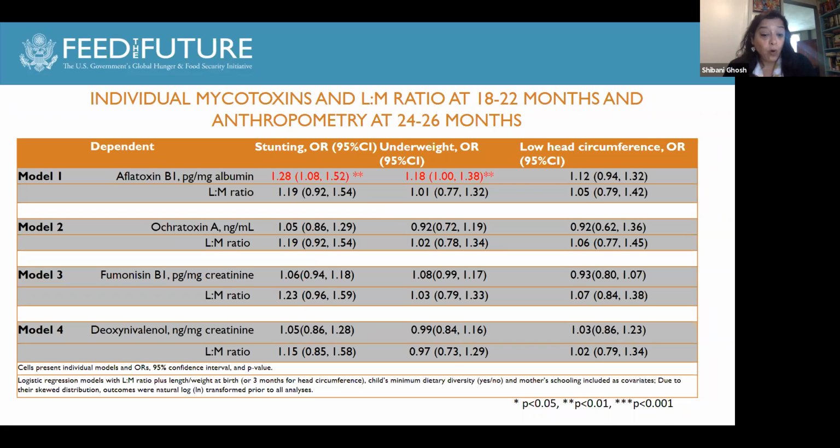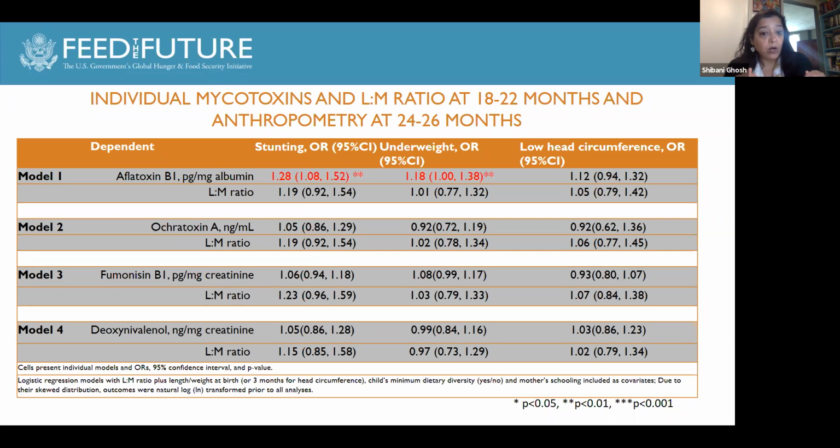Now, these models were adjusted for prior anthropometric status, either length or weight at birth or head circumference at 3 months of age. We also adjusted them for diet diversity at that time, as well as the mother's education. So what you see here is that it was only the aflatoxin model where we found a significant odds ratio, with children who had higher levels of aflatoxin being more likely to be stunted or underweight.